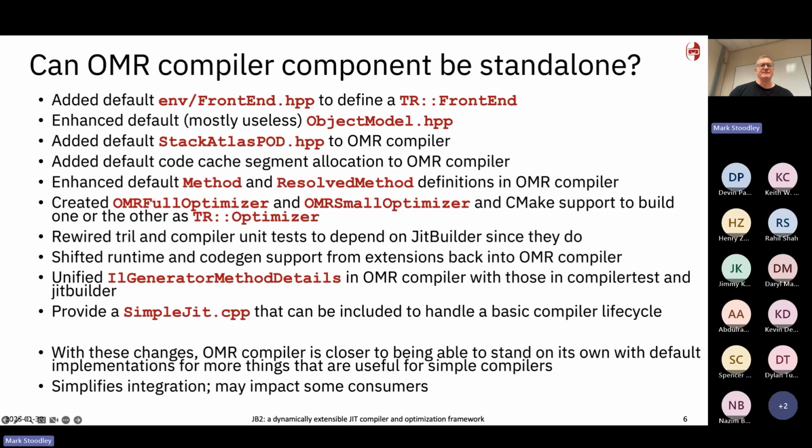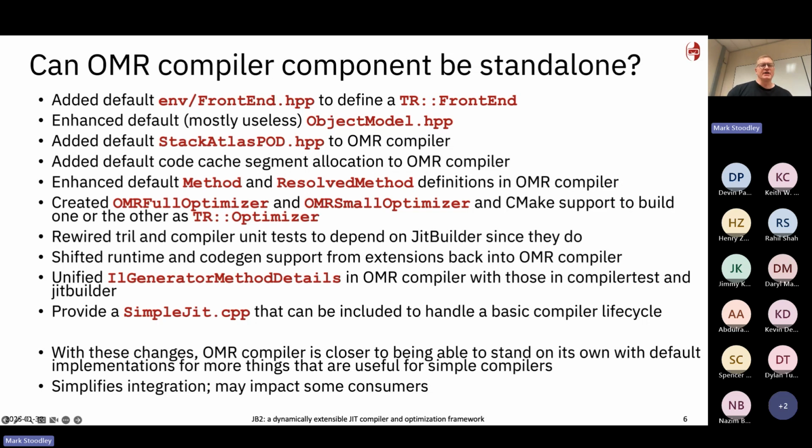Similarly, there's some default stuff that we could put in for object model and stack atlas and those kinds of things, and default code cache segment allocation. They're reasonable defaults for people who want to build a compiler that doesn't necessarily leverage a lot of other stuff from OMR. With very straightforward implementations of these things, you can just bring them in.